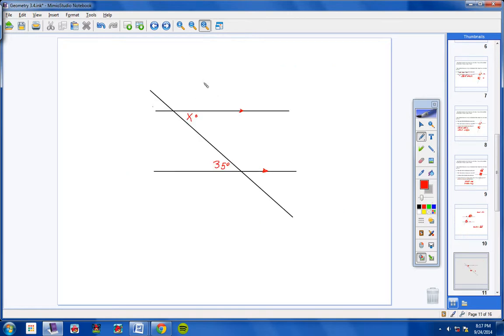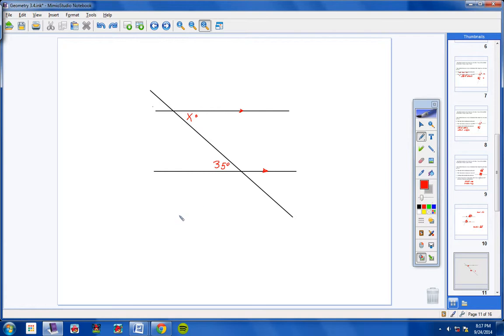All right, let's continue on. Please copy this in your notes. Copy two parallel lines if you would, please, and then draw this transversal. Okay, now look what we have, students. We have two parallel lines cut by a transversal.